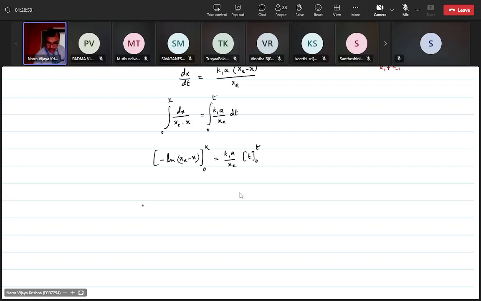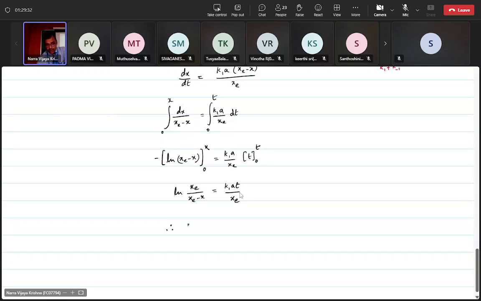Or I will write this negative sign outside. This minus log xe minus x, minus log xe minus 0. Then this term becomes negative and that xe term becomes positive. So what do you get? Log xe upon xe minus x. Acceptable? Is equal to K1At upon xe.